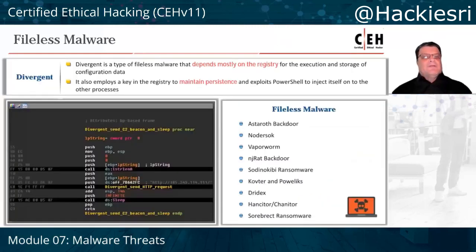Fileless malware: we have Divergent. Divergent is a type of fileless malware that depends mostly on the registry for the execution and storage of configuration data. It also employs a key in the registry to maintain persistence and exploits PowerShell to inject itself onto other processes. Types of fileless malware include Astaroth backdoor, Nodersok, Vaporworm, NJRat backdoor, Sodinokibi ransomware, Kofter and Parallax, Dridex, Hancitor, and Sorebrect ransomware.